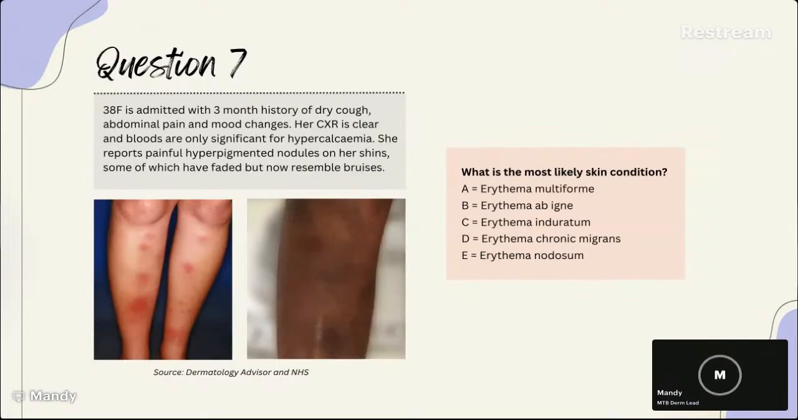Question 7. This is a 38-year-old lady that's come in with a 3-month history of a dry cough, abdominal pain, and mood changes. Her chest x-ray is clear and her bloods are only significant for hypercalcemia. She reports painful, hyperpigmented nodules on her shins, some of which have faded but now resemble bruises. What is the most likely skin condition? Is it A, erythema multiforme, B, erythema ab igne, C, erythema induratum, D, erythema chronicum migrans, or E, erythema nodosum? Let me know in the chat.